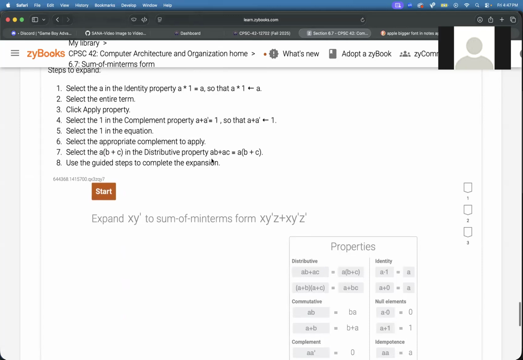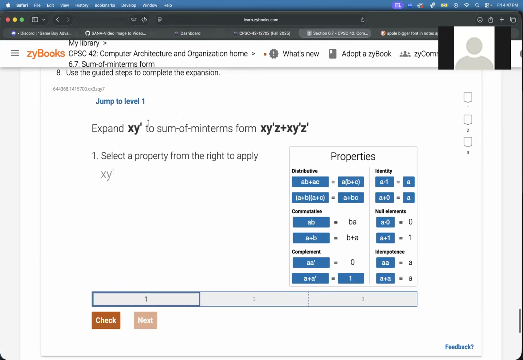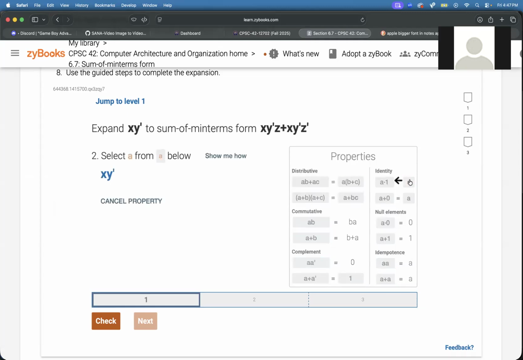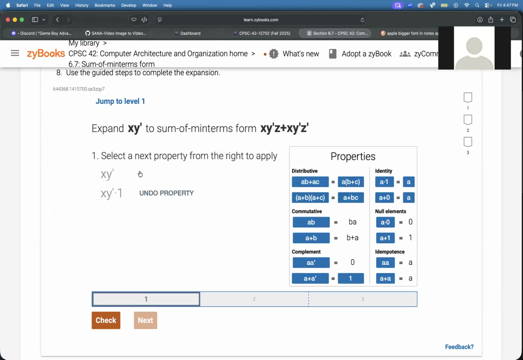Wait, yeah, we'll try it. This is a different one. So I think what we have to do is, this is missing the z term, right? So we need to add a 1, which I think starts here and goes here. So I'll click on the right-hand side, and then it says select A from the A here. So I would select this and then apply the property.